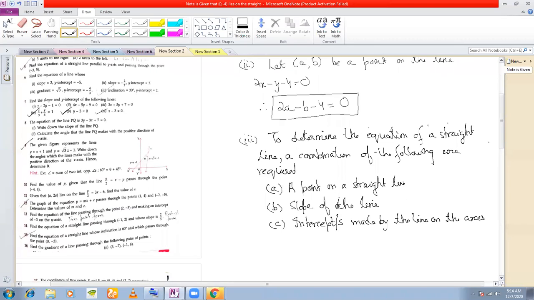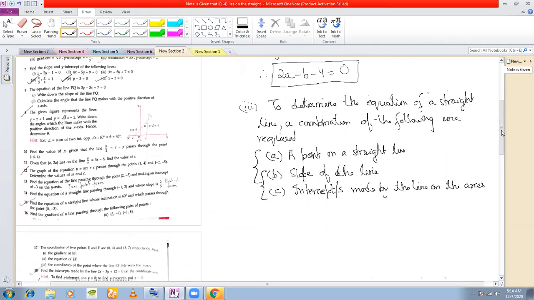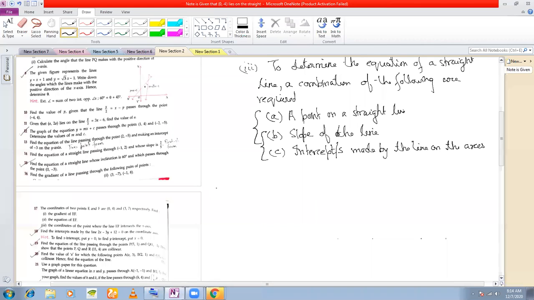Either of these parameters, if you know, suppose you know a point on a straight line and the slope of the straight line, then you can determine the equation of a straight line. Suppose you know the slope of a straight line and you know the intercepts, then also you can determine the equation of a straight line. But how? That will be shown in the next standard form. The next standard form is point slope form.